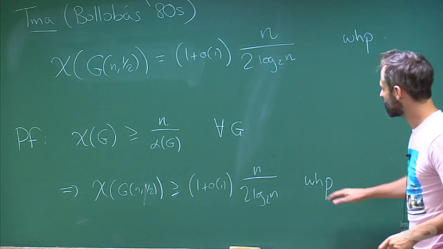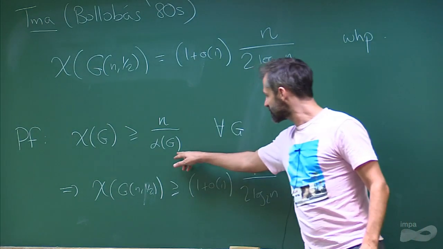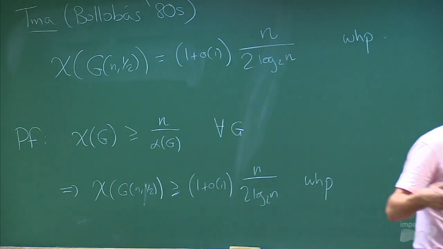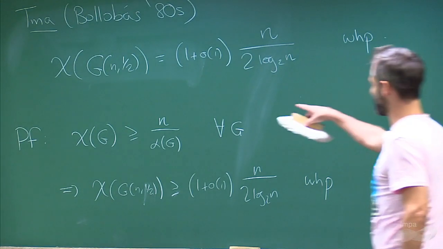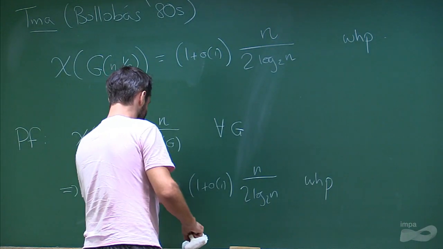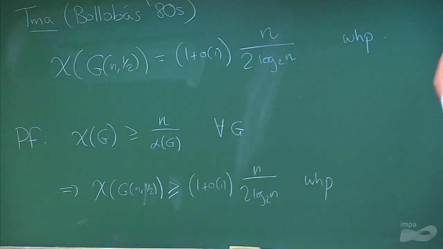Okay, so is anyone happy with this? This is because the independence number of G(n, 1/2) is with high probability at most 2 log to the base 2 of n. That's just exactly the proof of the lower bound of Ramsey. Sorry, this is the part I don't understand; the other part I understand. Okay, so it's the upper bound on the independence number that you're asking about.